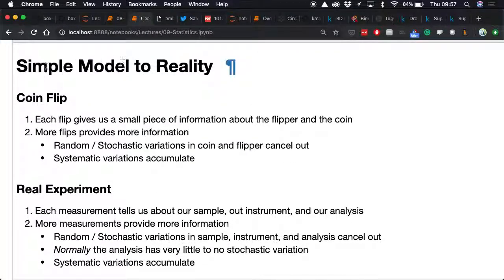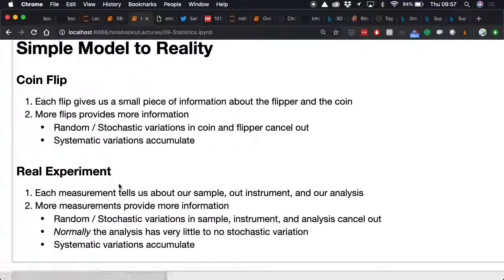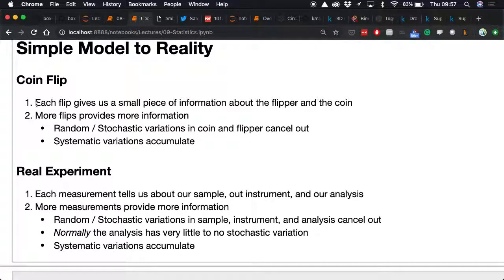And so what we see is that we have this simple model, which is the coin flip, and we have these real experiments. And for most of you, the link between what flipping a coin does and what a real experiment is is probably not very clear. Really, what we have with this coin flip is that each flip gives us a small piece of information about the flipper and about the coin. And that's why we can't multiply the results by 10, because we don't get 10 times as much information by doing that. We only get that by performing more experiments. And so more flips provide us with more information.